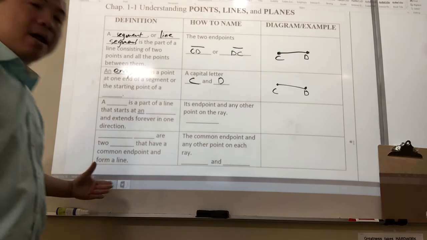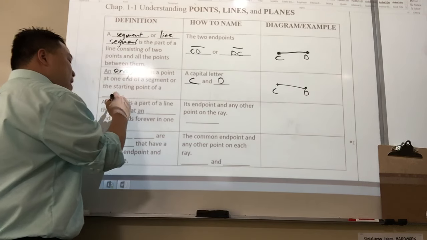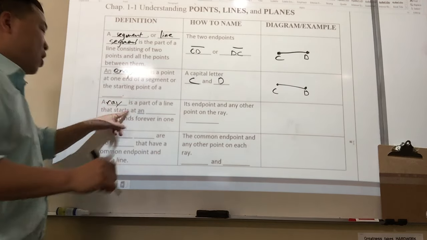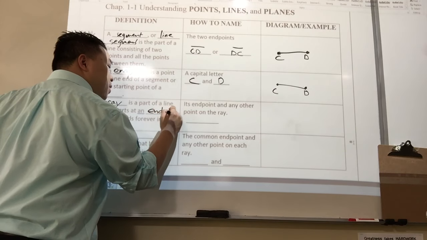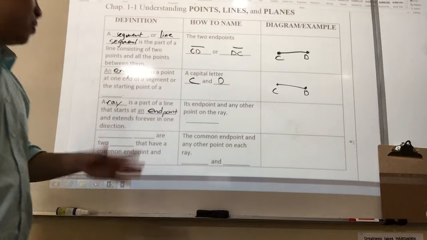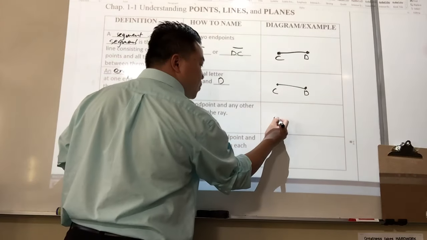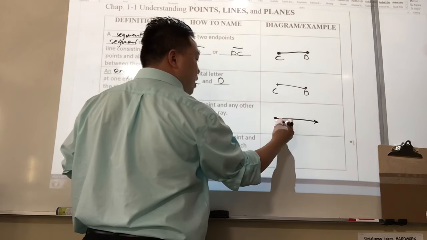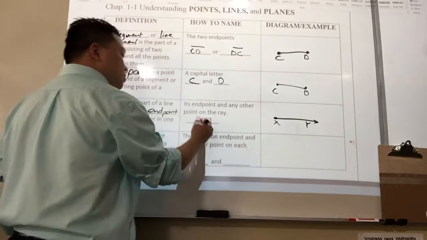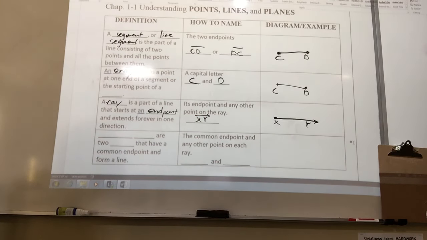Now, this one you kind of know, you learned it way back then, a ray. A ray is a part of a line that starts at one endpoint, but goes on forever. So it starts at one endpoint and goes on forever. Okay? So, for example, we're going to make a ray. It starts here. Let's call it ray XY. So, X, Y with an arrow facing one direction. That is a ray. Okay?